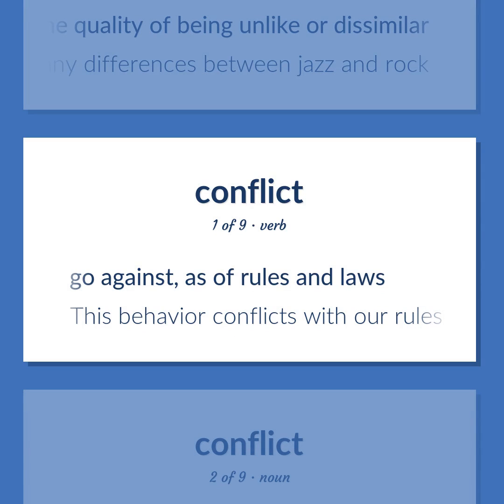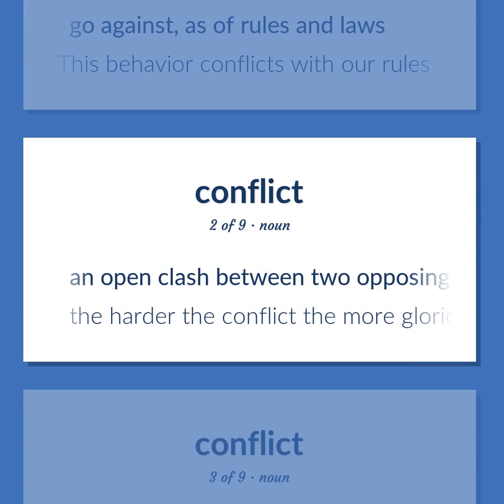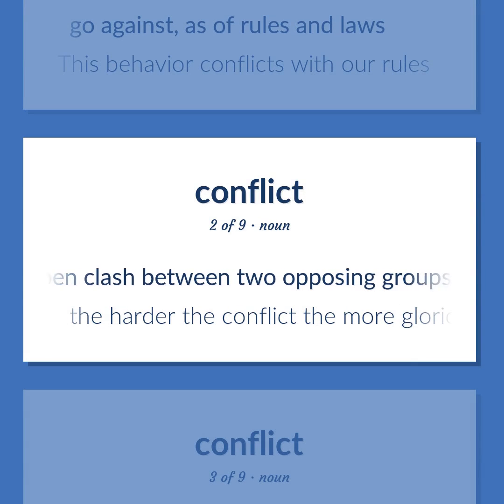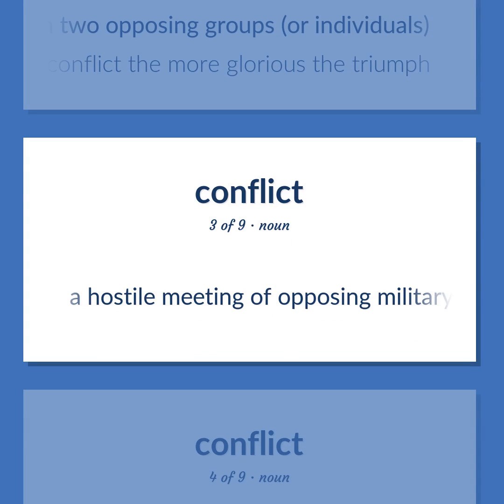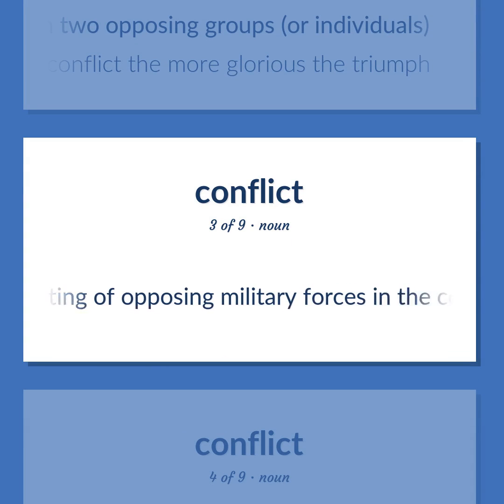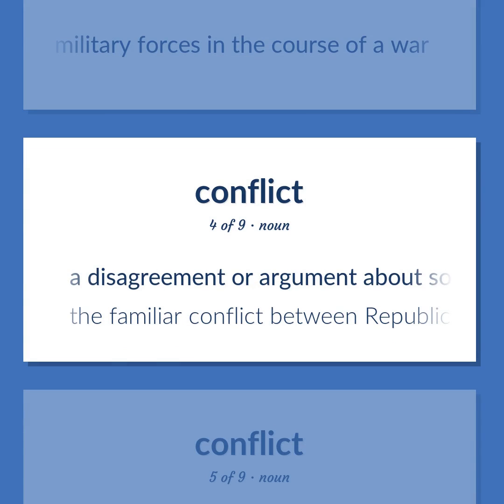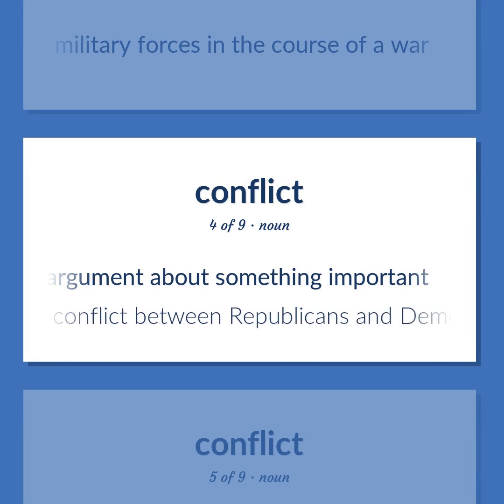Go against, as of rules and laws. This behavior conflicts with our rules. An open clash between two opposing groups, or individuals. The harder the conflict, the more glorious the triumph. A hostile meeting of opposing military forces in the course of a war. A disagreement or argument about something important. The familiar conflict between Republicans and Democrats.